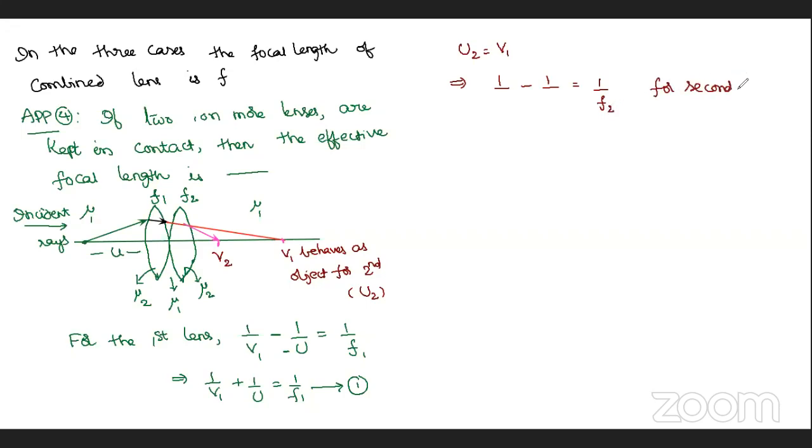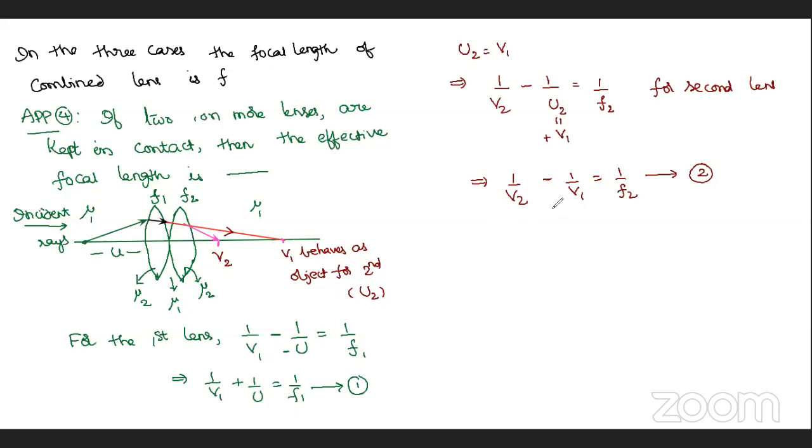And 1 by v is 1 by v2, and u2 is actually v1. Right. Now the sign: is it positive or negative? Sir, v1 is on the right side, so positive. That's it. Positive here. Okay, very good. u2 is positive means v1 is positive. That implies I am getting 1 by v2 minus 1 by v1 is equal to 1 by f2. This is equation 2. Now add the two equations.